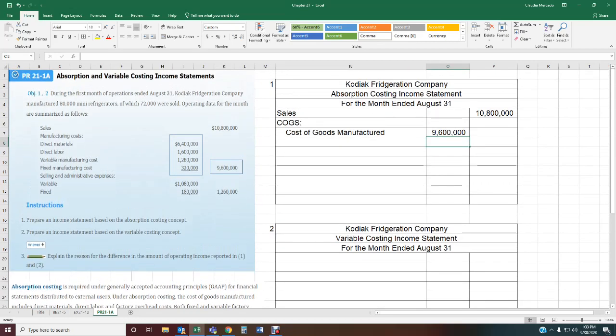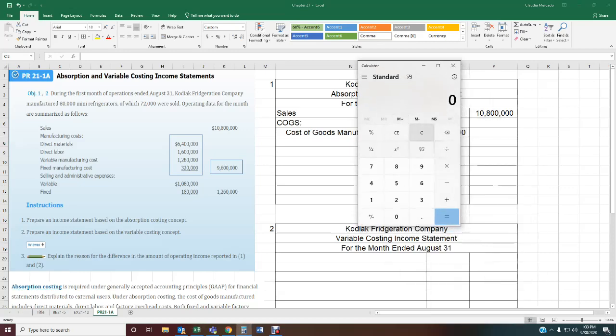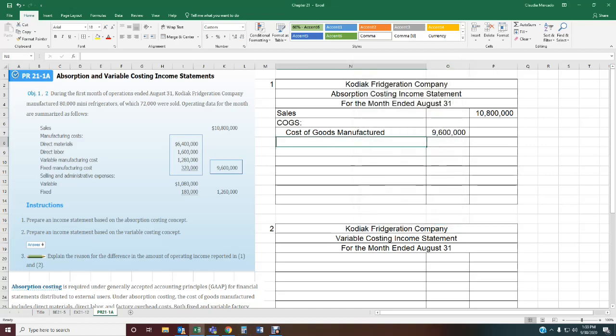Now, the problem says that you manufactured 80,000 mini refrigerators and you sold 72,000 of them. So that means that you had 8,000 refrigerators left. That's your ending inventory. So I manufactured 80,000, I sold 72,000, which means I have 8,000 remaining in my ending inventory. I need to adjust for my ending inventory, as of August the 31st.